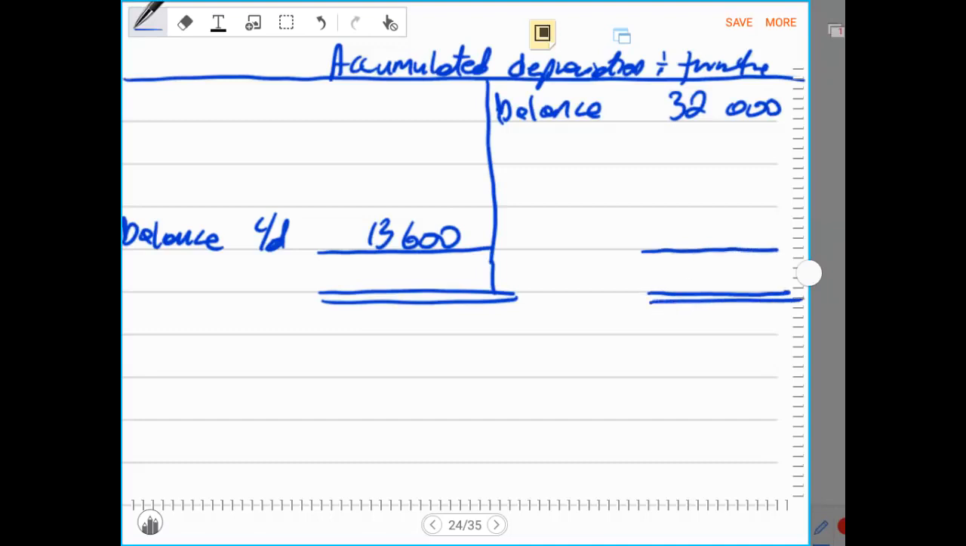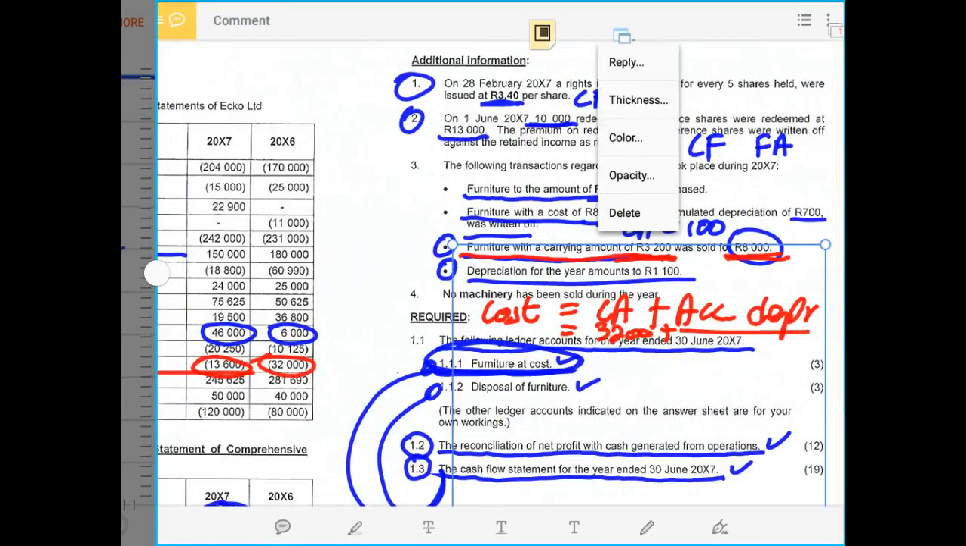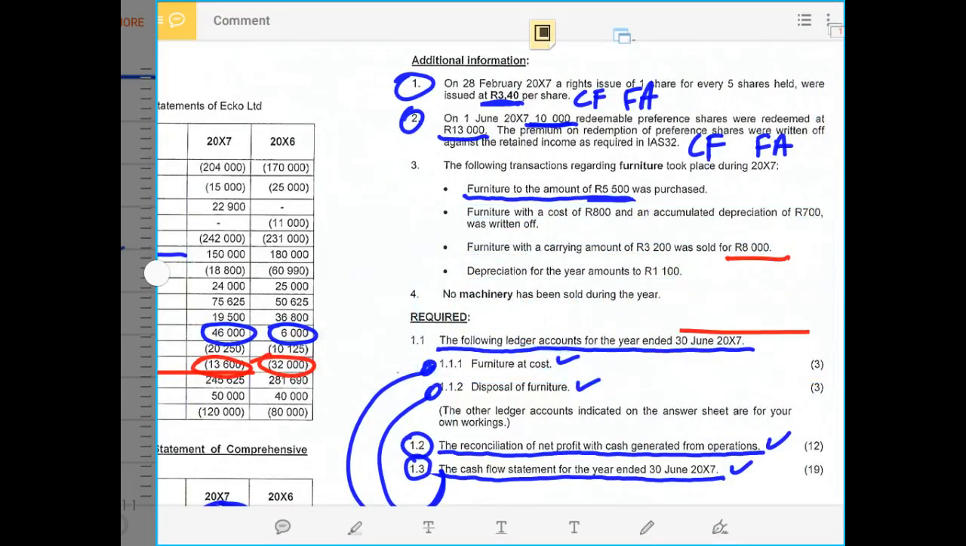We must record all of them. We know that depreciation gets recorded on the credit side of the accumulated depreciation. So in this ledger account, we already know that depreciation for furniture was 1,100. It was 1,100, and depreciation is recorded on the credit side. That was under bullet point number 3, the last bullet point under additional information number 3, the depreciation for the furniture, 1,100.